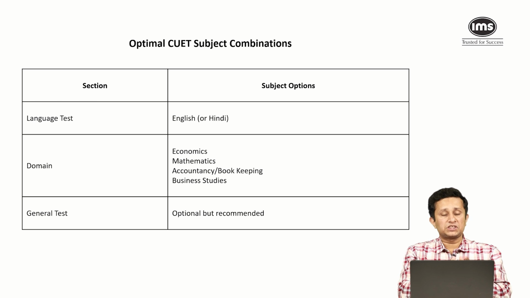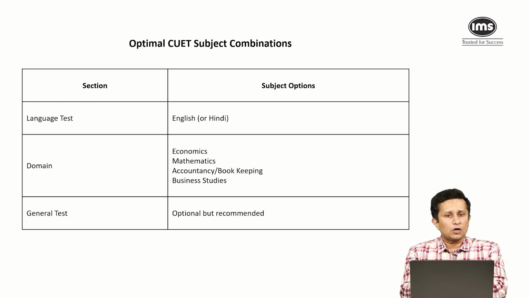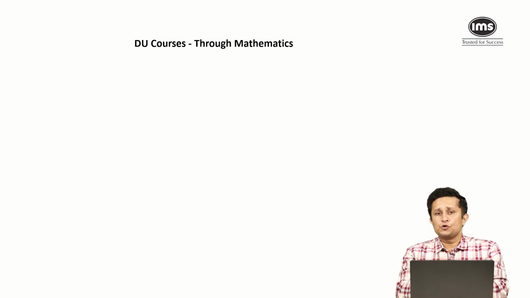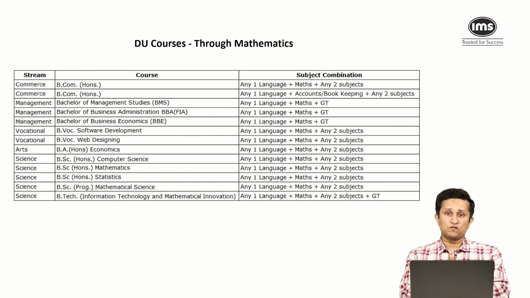Lastly, for the general test, should you be taking that? In my opinion, definitely yes, because it again opens up a few important courses like BBA, BMS, BBE, that's the Bachelor in Business Economics and so on. Let's have a look at the actual courses. So I've divided this into two parts. What if you had mathematics in your class 12? So these are the list of courses.